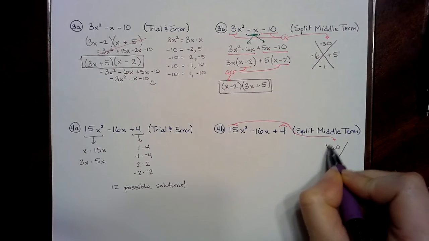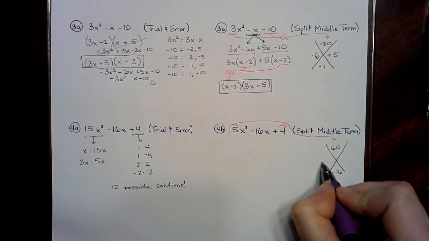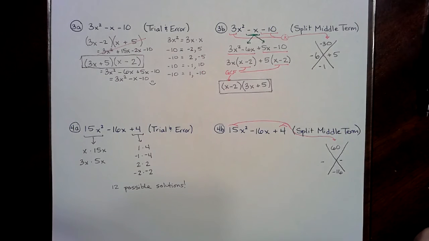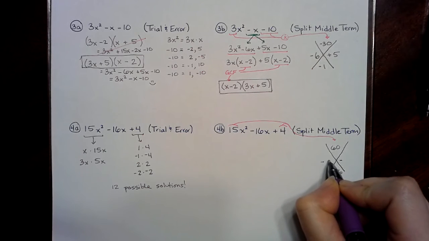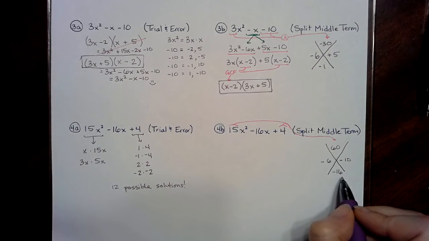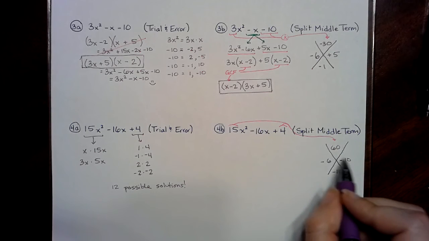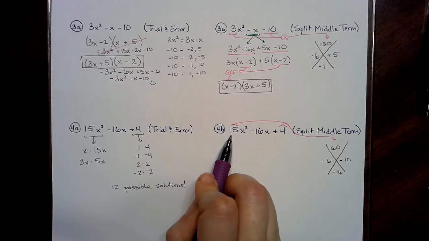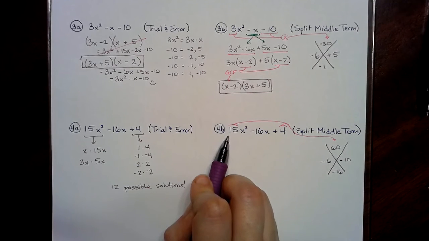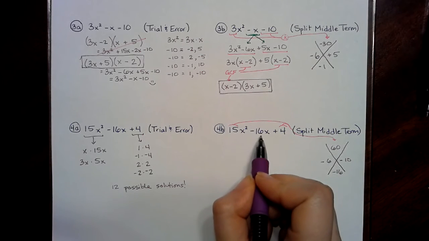So if I'm multiplying to a positive, they have to have the same sign. Adding to a negative means that both of them will be negative. In this case, 6 and 10 will get me to a sum of negative 16. And again, that does not give us our final answer because there was a number in front. So instead, we're going to use these numbers to split up this middle term.